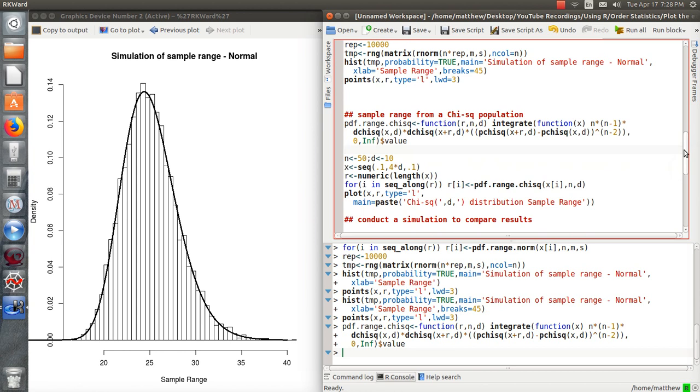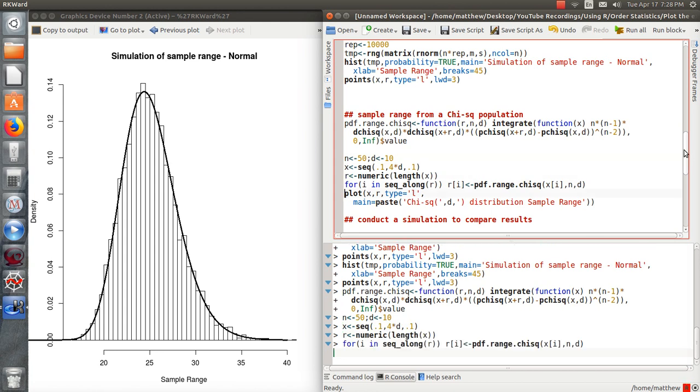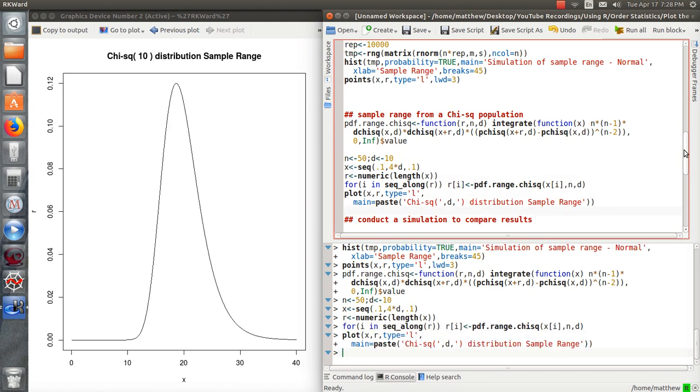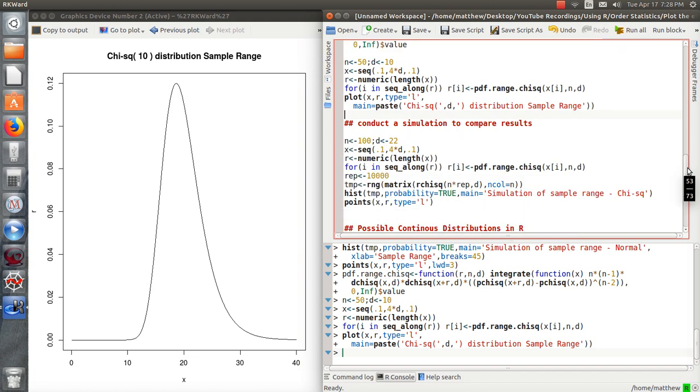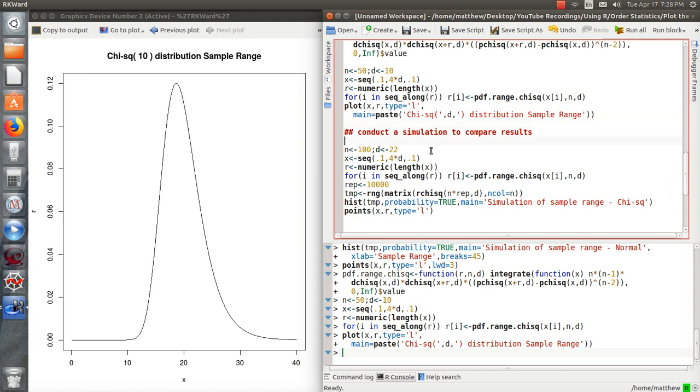and let's calculate this for a sample size of 50, degrees of freedom 10, and plot the exact distribution for the sample range when it comes from a chi-squared with 10 degrees of freedom. And that's it. To me, that is just so fascinating that we can do that. So now let's conduct a simulation very similar to the other one. Instead of generating random normal variables, we're going to generate chi-square random variables. That's what this function here does. It's generating random chi-square.